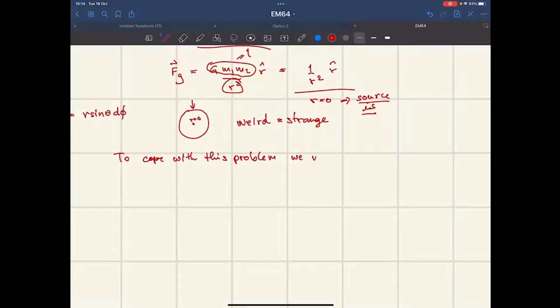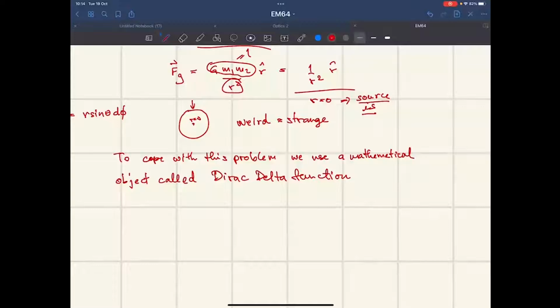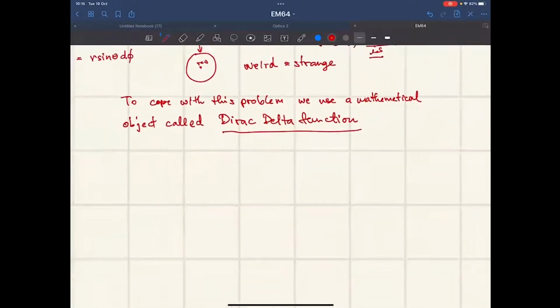We use a mathematical object called the Dirac Delta Function. Okay, we use this. You will see this Dirac Delta Function in physics a lot, in particular when you're doing theoretical physics.